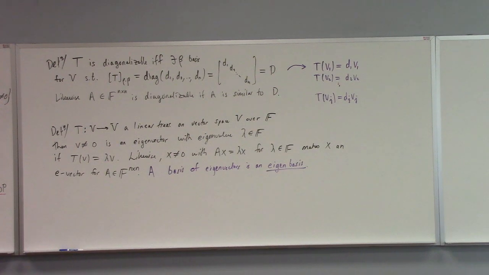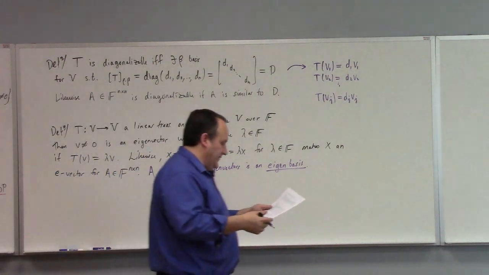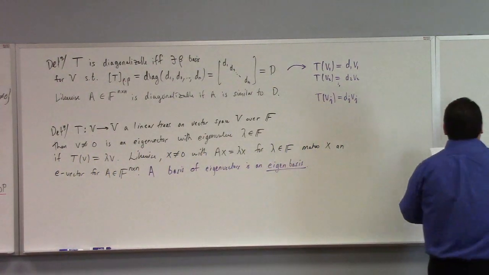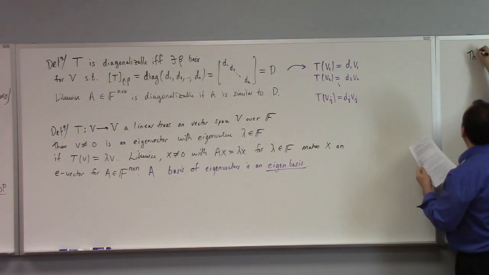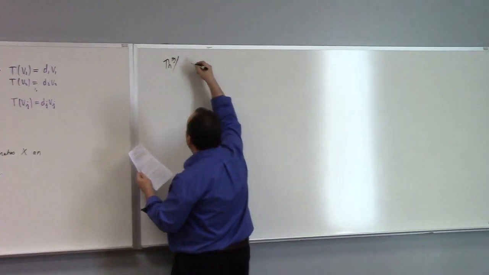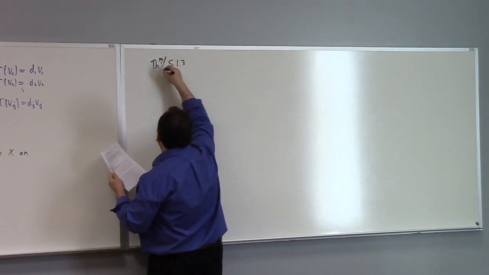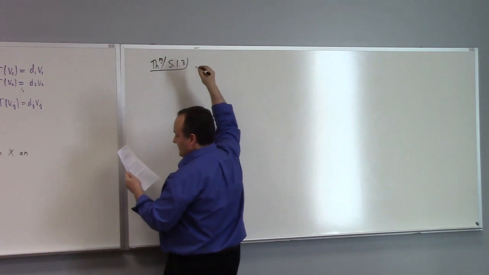Of course, the deeper question to ask is, is this always possible, right? Can we always find an eigenbasis for any transformation? And perhaps you remember the answer is no, right? So we need a method to understand when we have an eigenbasis, when we don't. And this theorem is pretty much where it's at. So this is theorem 5.1.3, if I can keep from coughing.